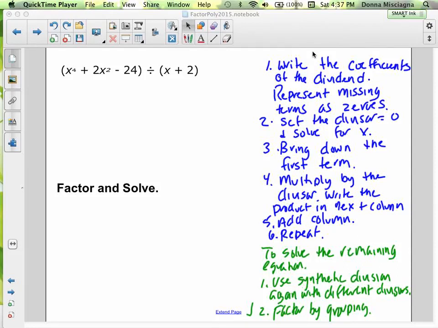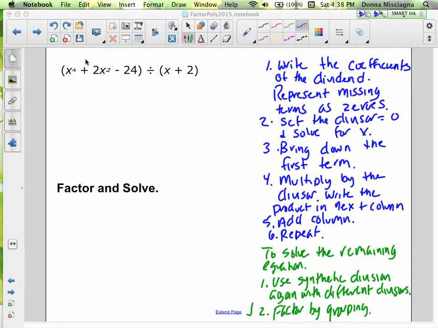Okay, so we're going to be doing one more synthetic division problem. All right, so first step, we need to write the coefficients of the dividend, the number we're dividing into, and remember to represent missing terms as zeros. Notice we have no x cubed term and no x term. So both of those need to be represented as zeros.